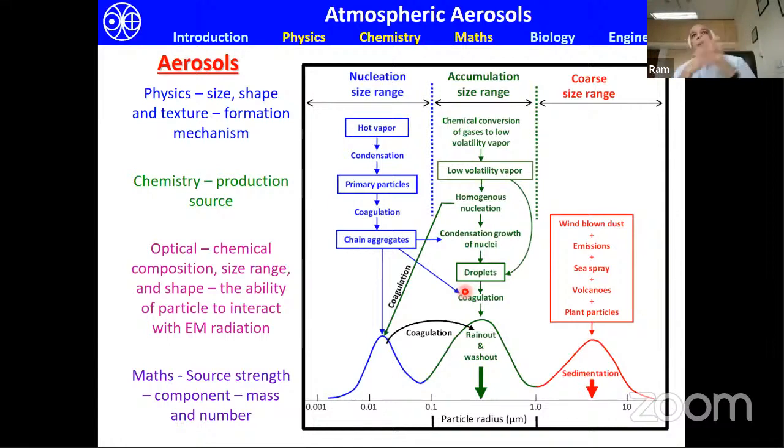Then the composition, size range, and shape combined decide the ability of each particle to interact with the electromagnetic radiation coming from the sun and also going back from the Earth's atmosphere, directly contributing to climate and radiation. And we need to determine the source strength of each of these components in the Earth's atmosphere, which is decided by the mass of these particles and also the number of these particles as a function of size.